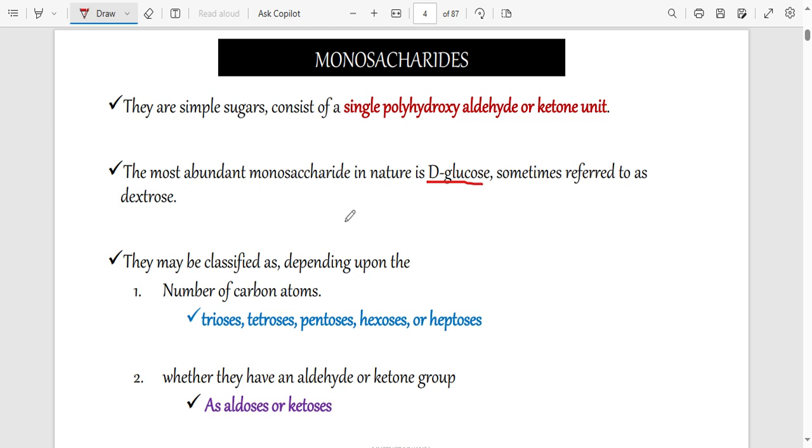Now, these monosaccharides can be classified depending on the number of carbon atoms. When you classify them that way, they can be classified as trioses, tetroses, pentoses, hexoses, heptoses, depending on how many carbons they have. But you can also classify them depending on whether they have an aldehyde or a ketone. In that way, you are going to classify them as aldoses or ketoses. Okay. So how many carbon atoms are in a triose?